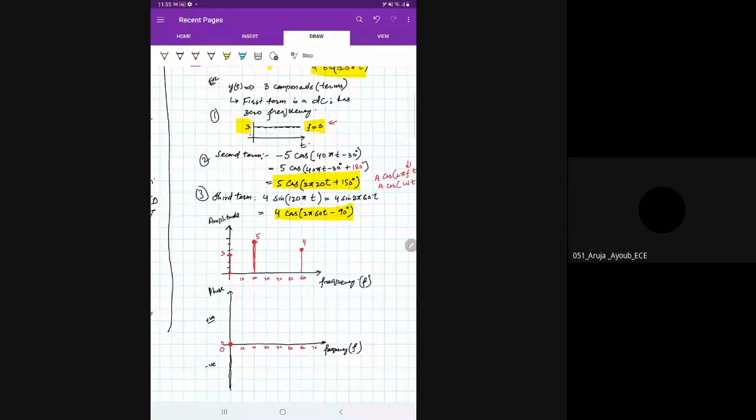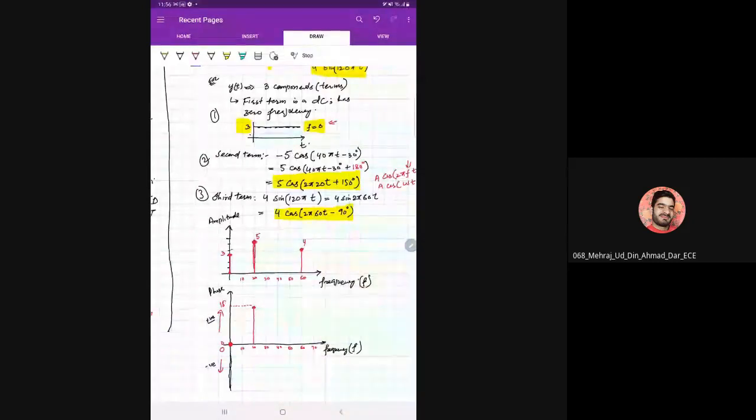Okay. So this is positive and this is negative. Okay. I will ask Mehrajuddin, roll number 68, the phase of the next component. Yes, sir. Sir, plus 150. Very good. It is positive and it is 150. So I will go somewhere here and mark it at 150 degree.